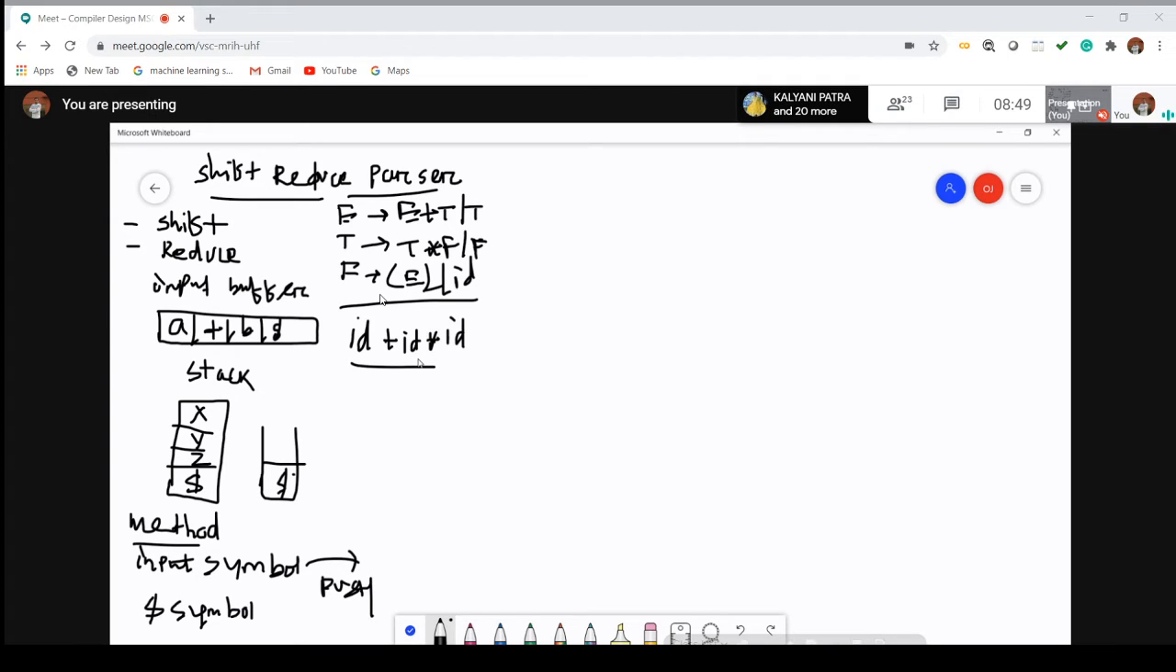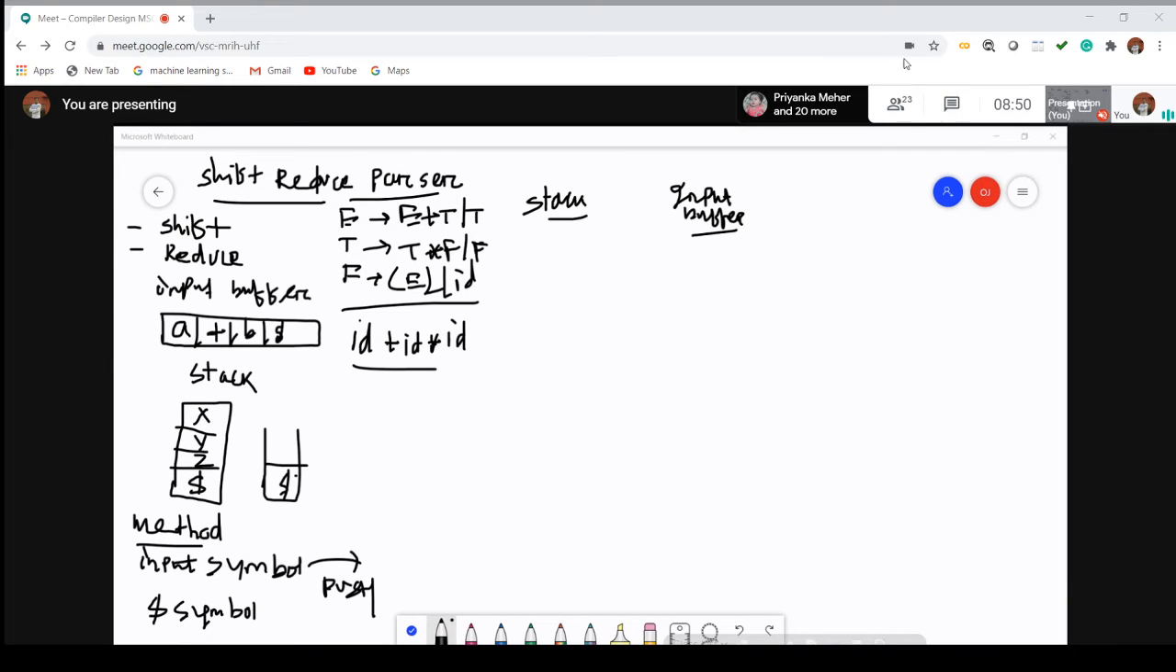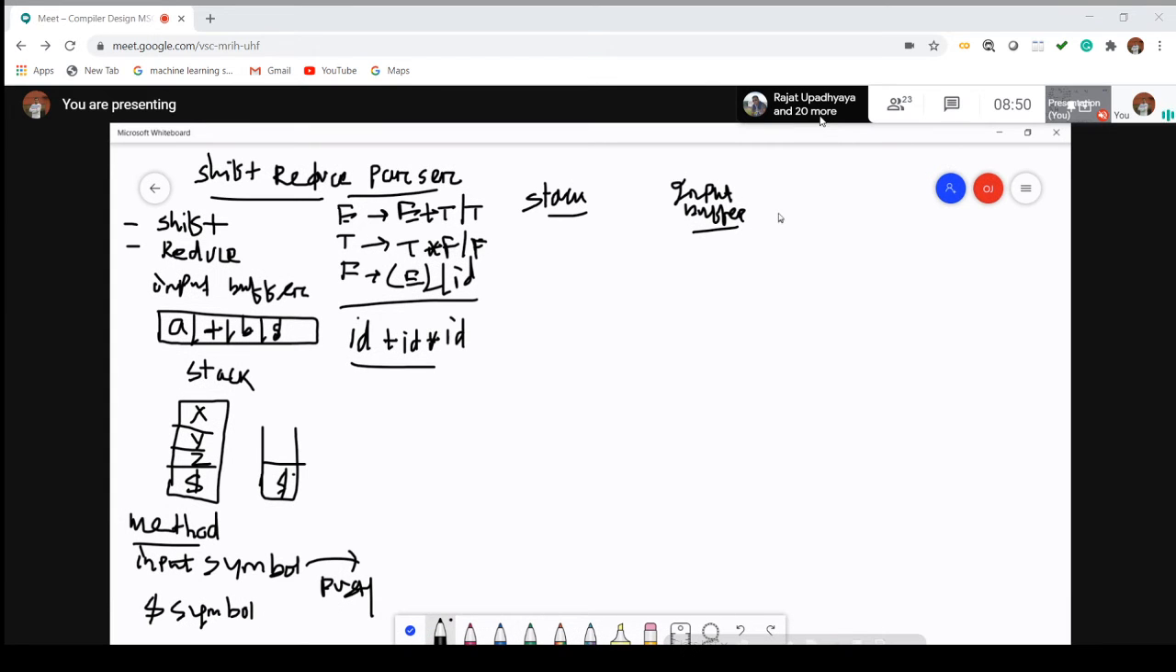To construct this shift reduce parser, we take three components: one is the stack, another is the input buffer, and another is the action. Let us take that in the form of a table. First the stack, then the input buffer, then the action, which tells whether we have to take a shift operation or a reduce operation.